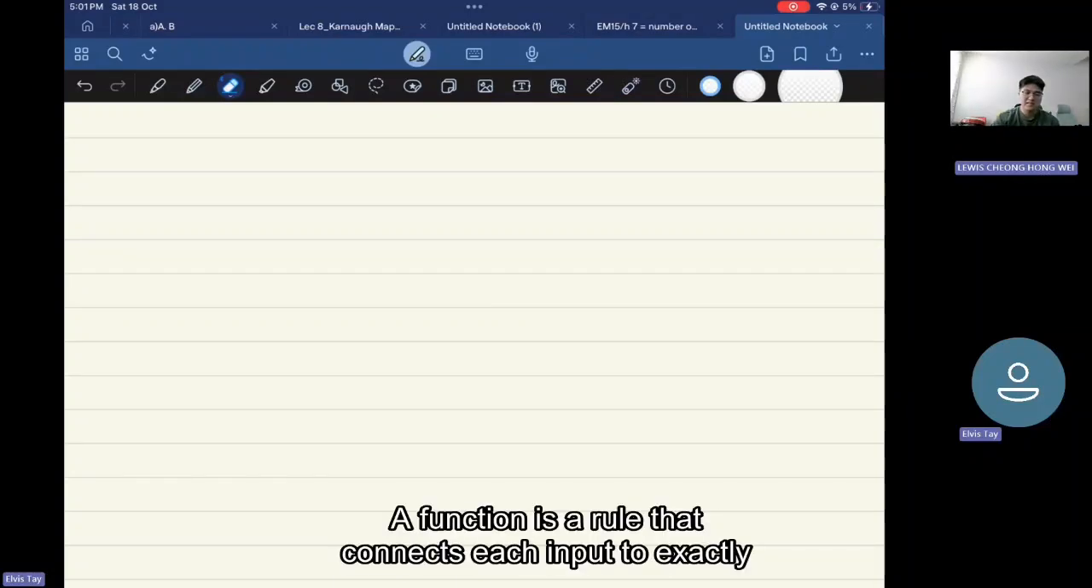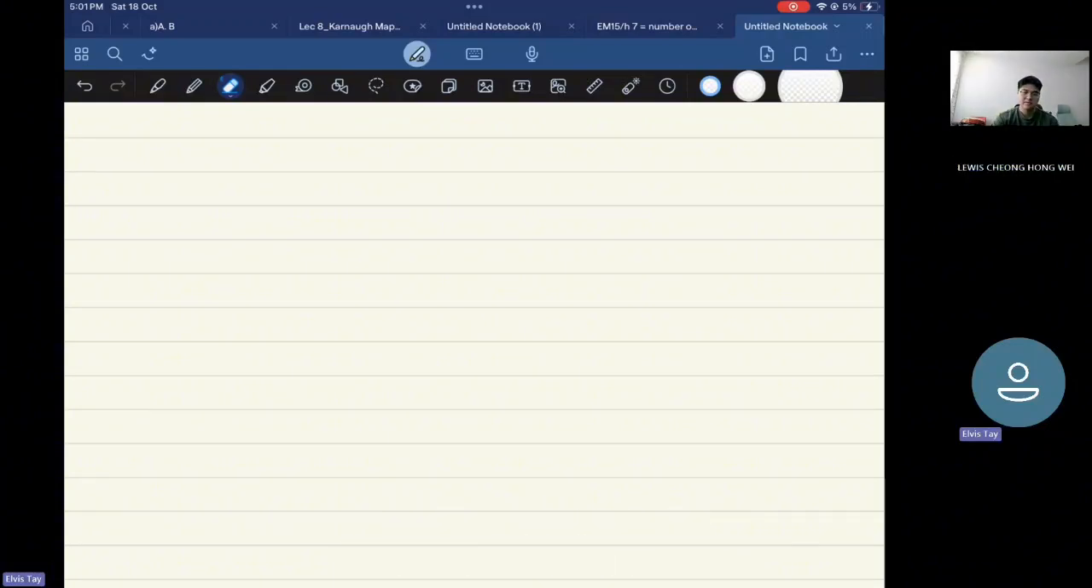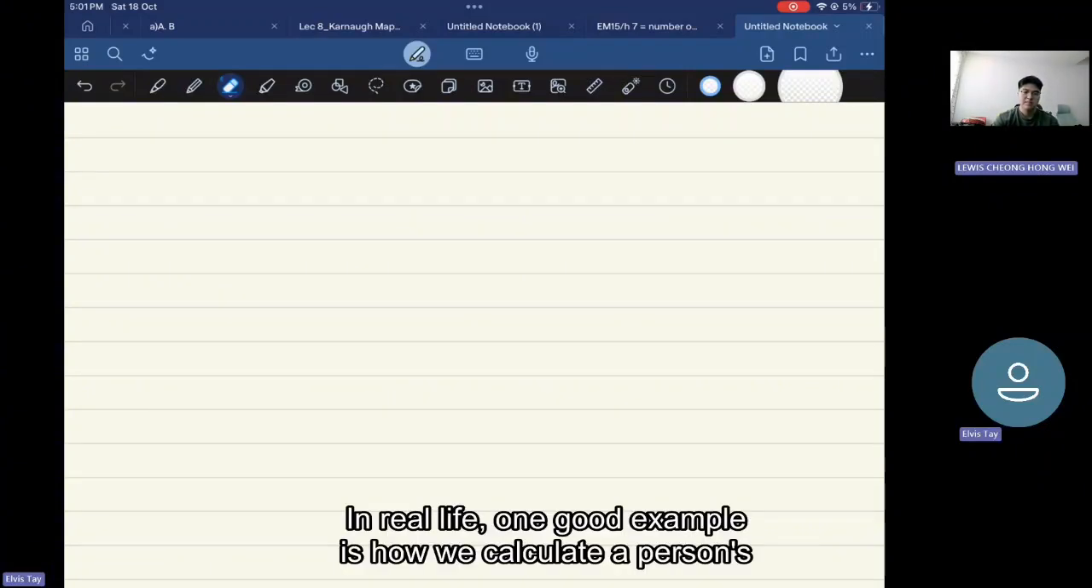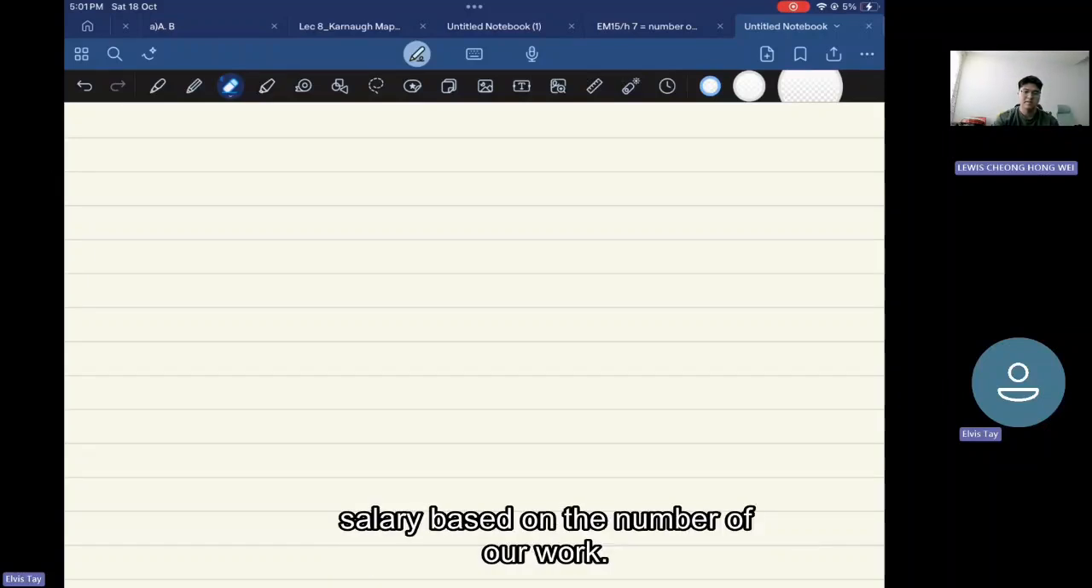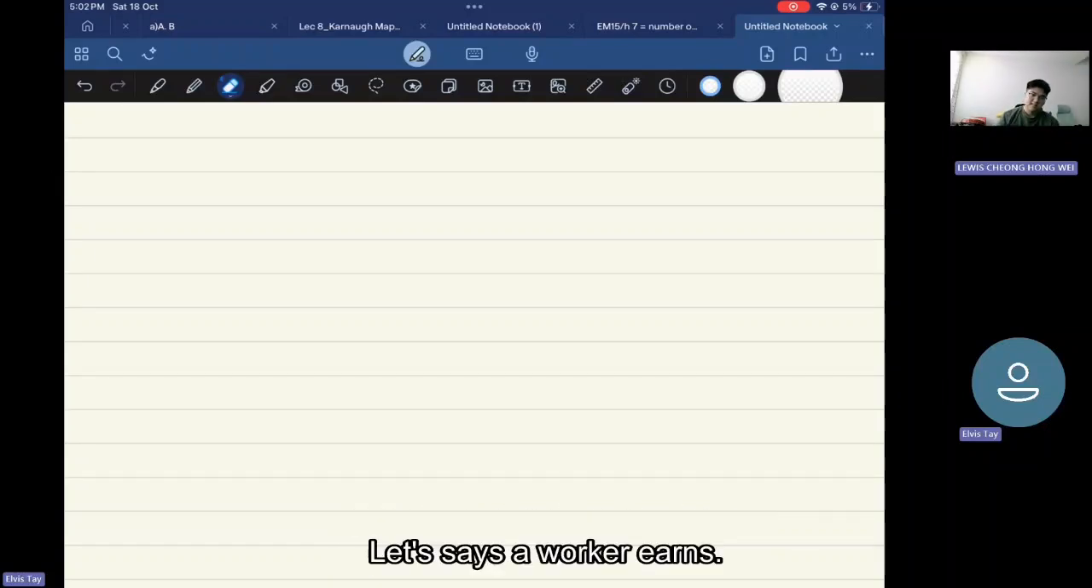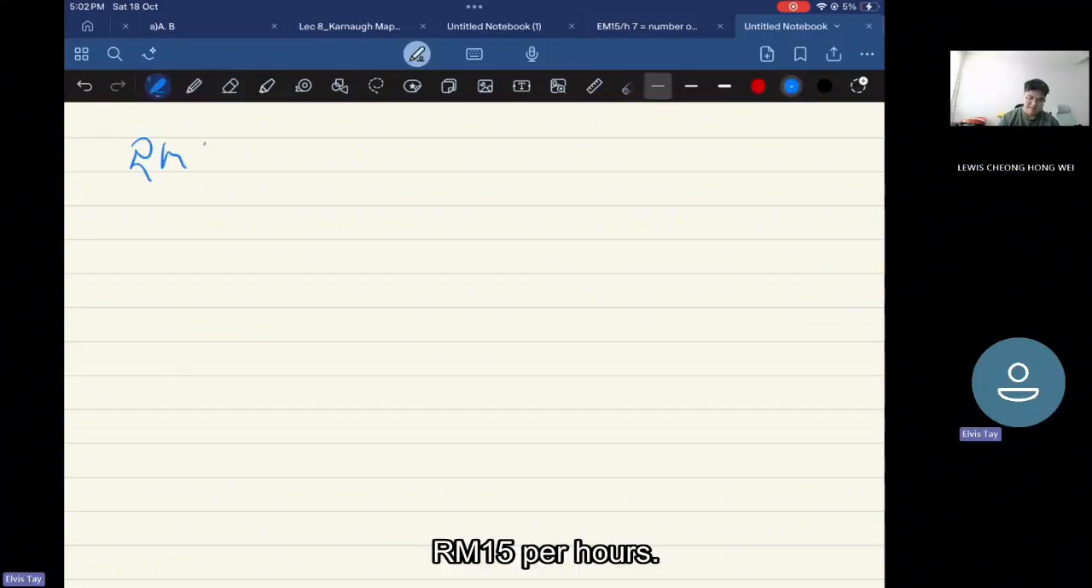A function is a rule that connects each input to exactly one output. In real life, one good example is how we calculate a person's salary based on the number of hours worked. Let's say a worker earns RM 15 per hour.